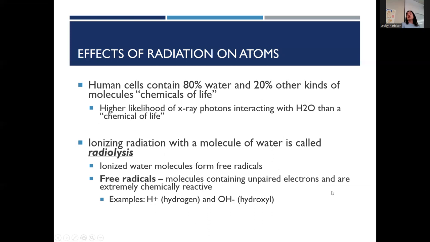Free radicals are molecules containing unpaired electrons and are extremely chemically reactive. So a free radical floating around in your system is extremely chemically reactive and very short-lived, with a very short lifespan. So it's desperately seeking Susan.